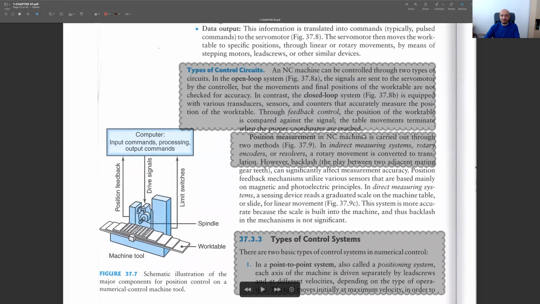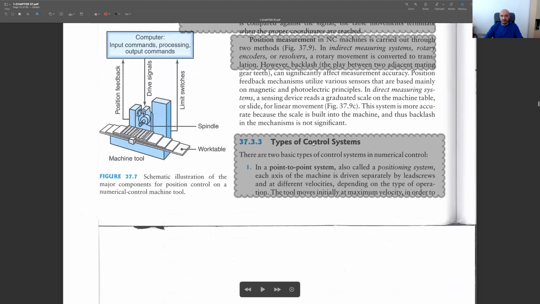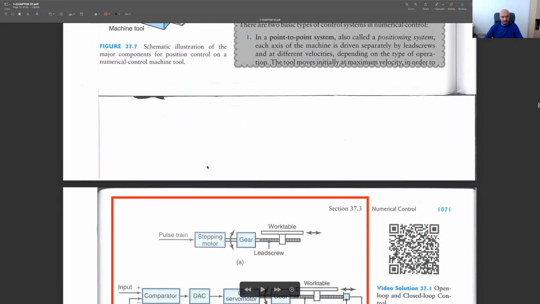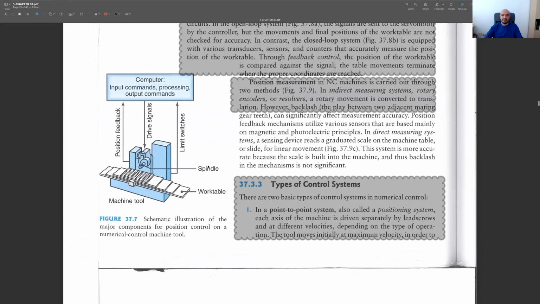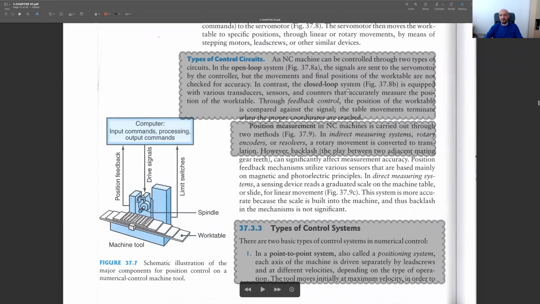For the position measurement, we make use of indirect measuring systems. We have rotary encoders, which are installed on the shaft of our motion system. By determining the number of revolutions they have, we can easily calculate the position of our table on the specified axis. Now let me briefly talk about types of control, or I can focus more on open loop control systems and closed loop control systems.